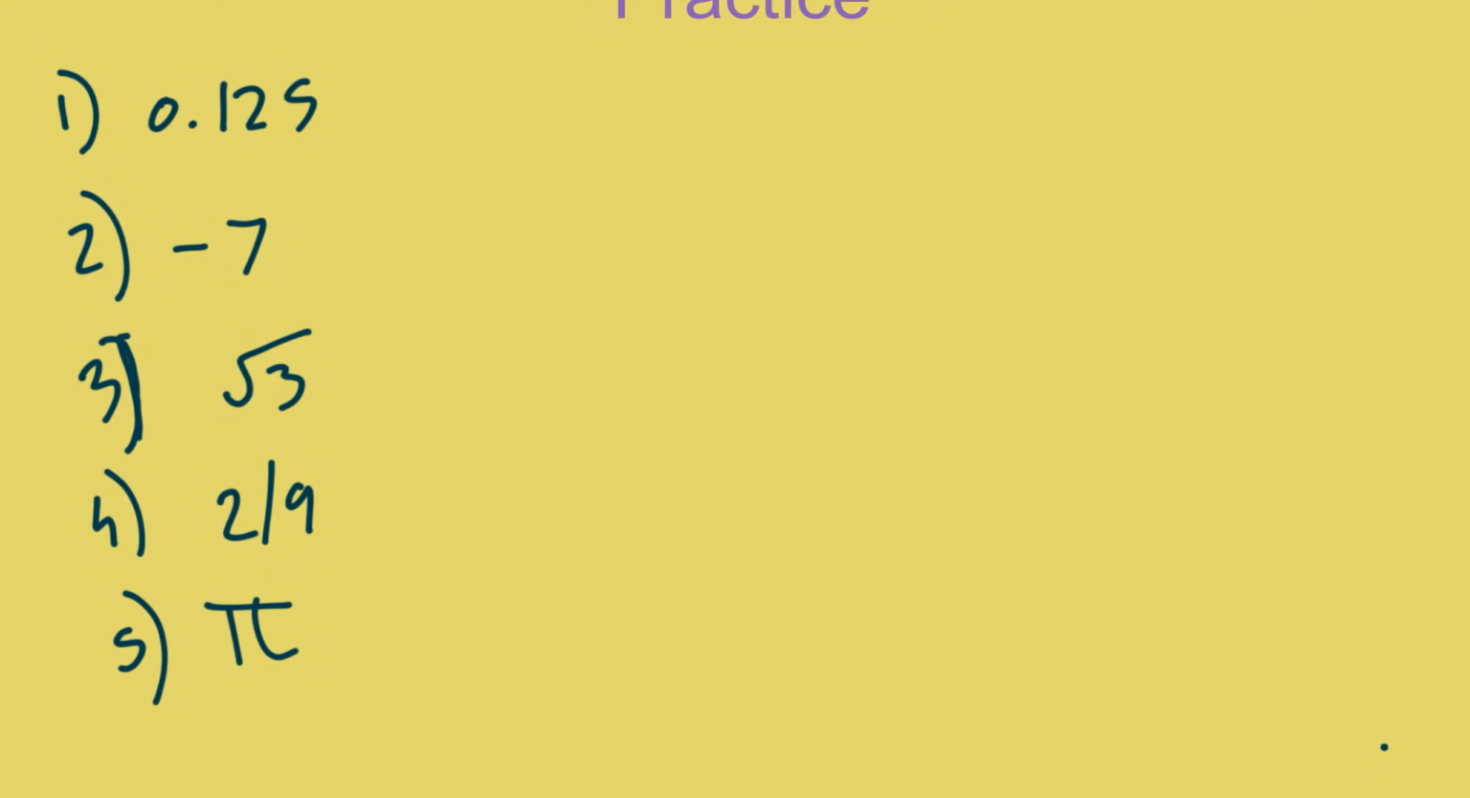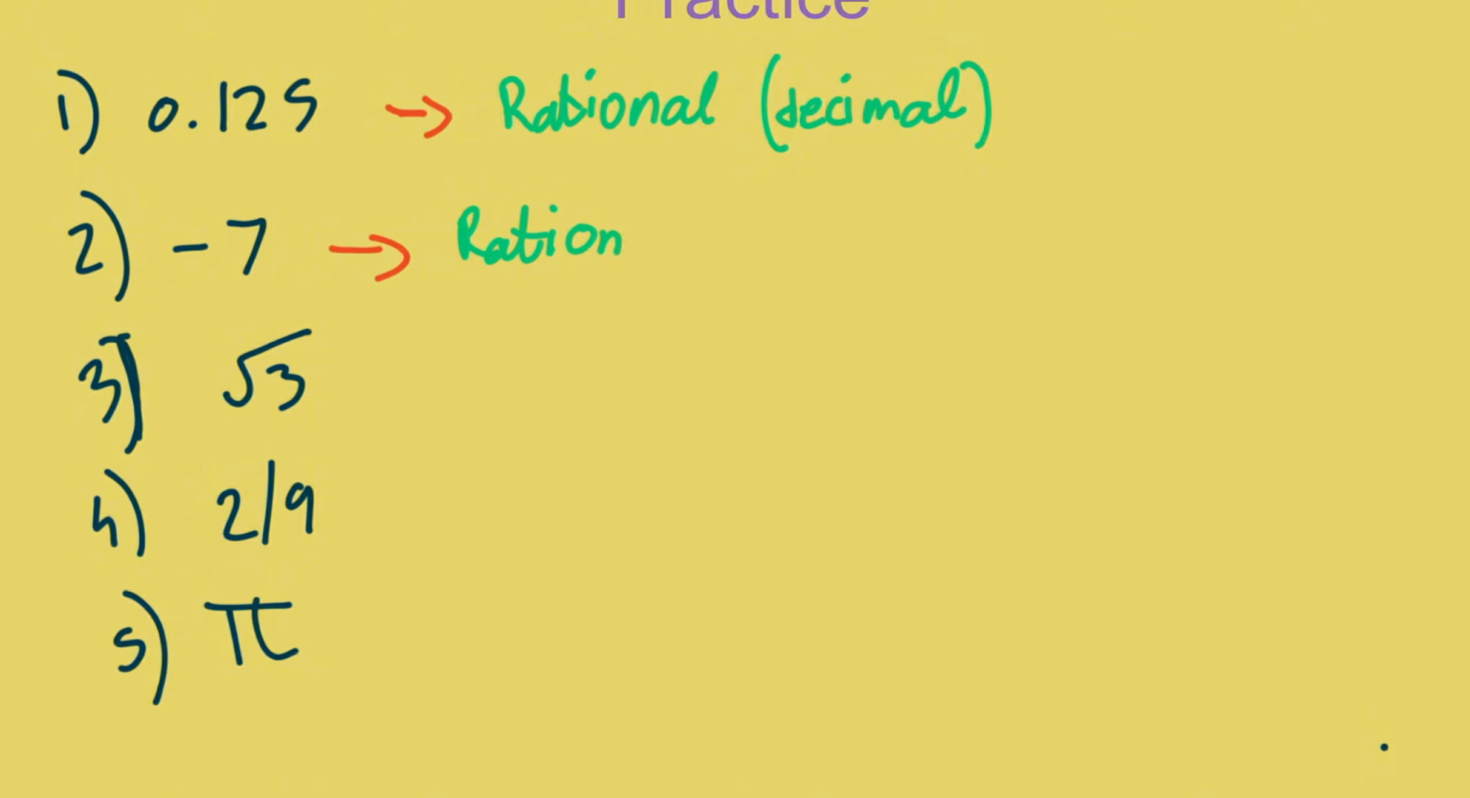Okay, the first one, 0.125, this will be rational. Why? It's a decimal, and it is terminal as well. Okay, -7, this will also be rational because this is an integer.